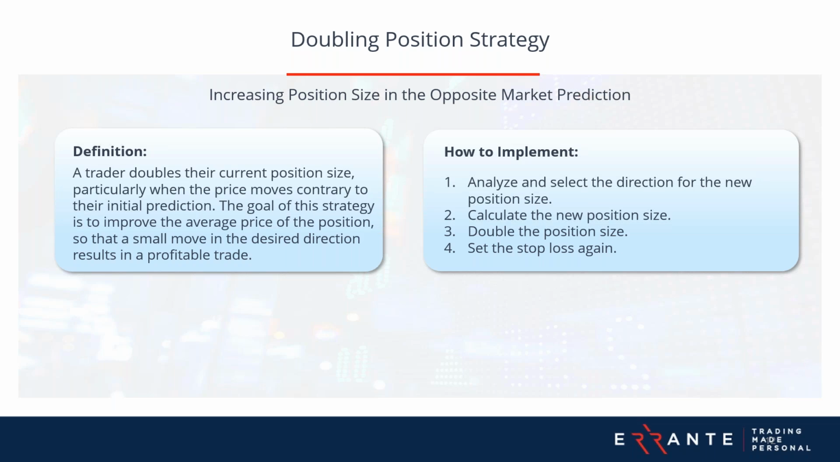Okay, then we need to calculate the new position size. Determine the size of the additional position you need to open. This usually involves doubling the size of the existing position to effectively bring the average entry price closer to the current market price. And then we need to execute the trade to double our position size. For example, if your initial position was one lot, you now open an additional one lot, making your total position size two lots.